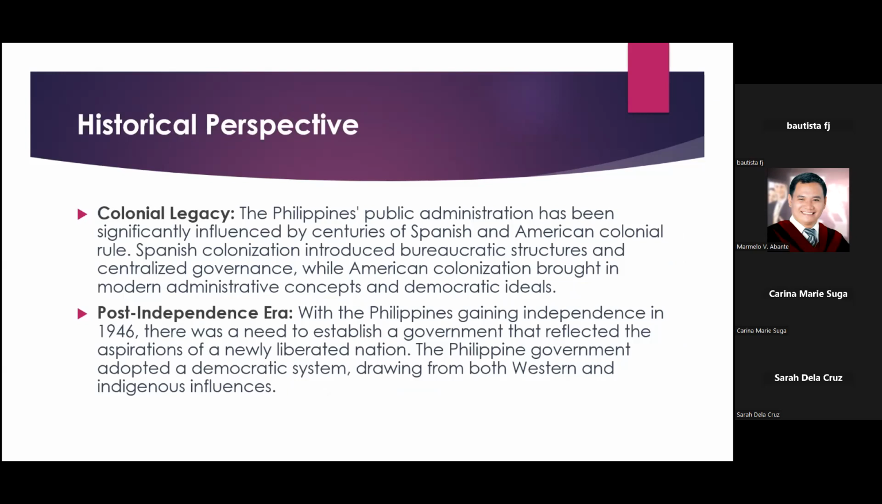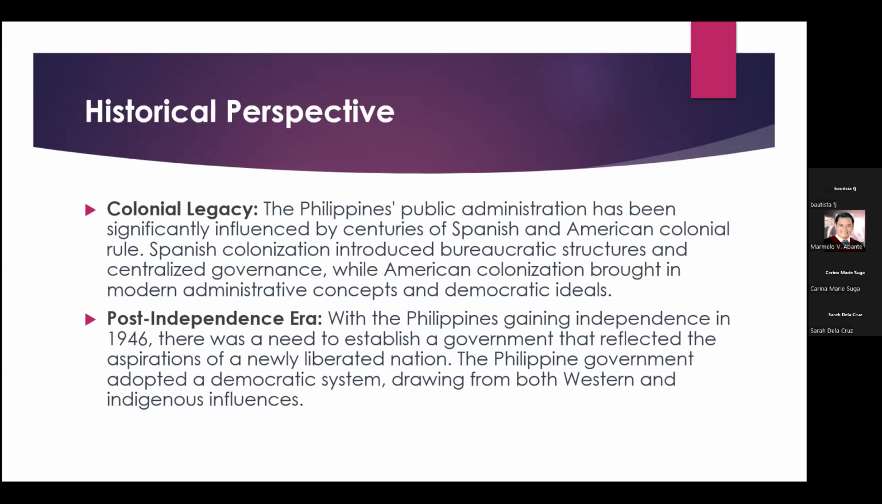Historical perspective. The Philippines public administration has been significantly influenced by centuries of Spanish and American colonial rule. Spanish colonization introduced bureaucratic structures and centralized governance, while American colonization brought in modern administrative concepts and democratic ideals.